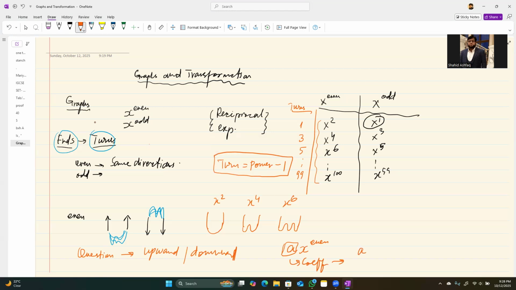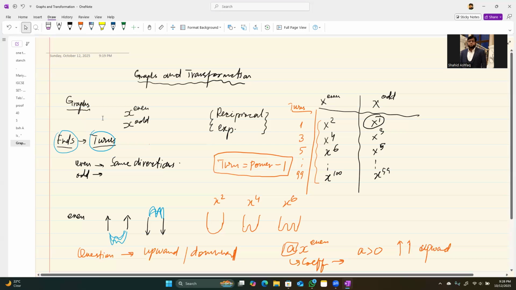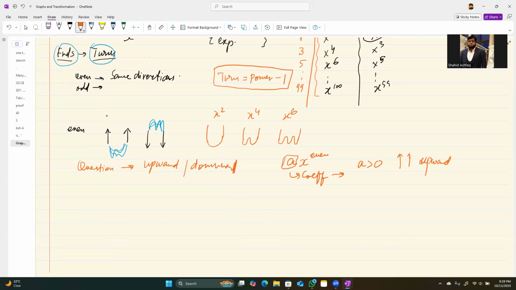If the coefficient is greater than zero, then the ends are always going to be upward. And if the coefficient a is less than zero, then the ends will always be downward. Let's remove this one so it doesn't cause confusion.